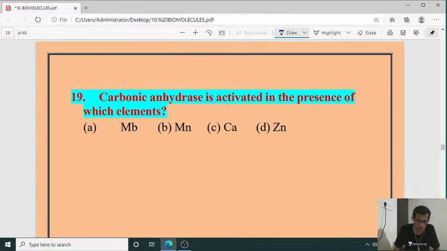So here, if you take the concept for the 19th one, it is D. Zinc, Zn, is required for that purpose. Okay, the right answer is D for question number 19. Yes, it is zinc. Then question number 20.